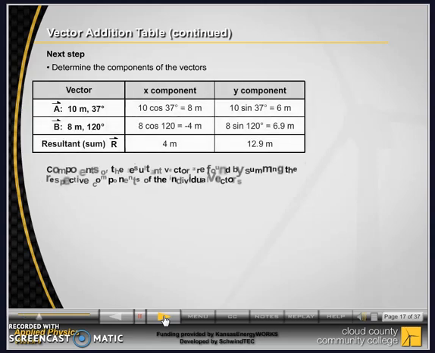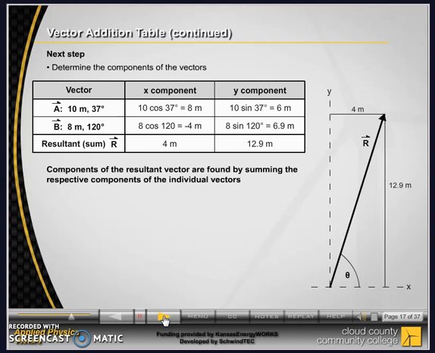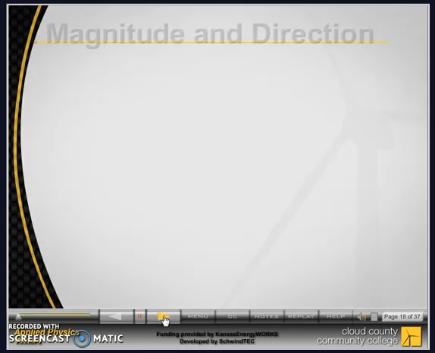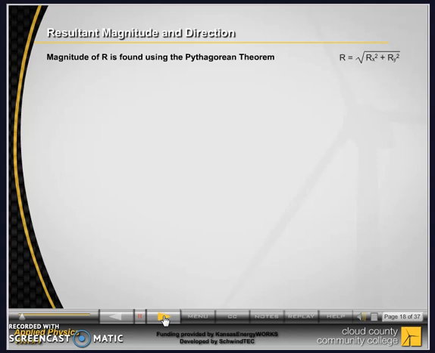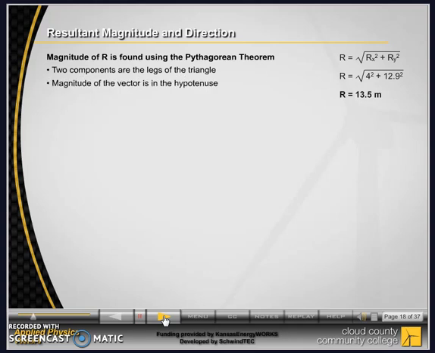The components of the resultant vector are found by summing the respective components of the individual vectors as seen in the table. Once the components of R are known, the resultant can be sketched on a coordinate system. Since both components are positive, R is in the first quadrant of the coordinate system. The magnitude of R is found using the Pythagorean theorem, where the two components are the legs of the triangle and the magnitude of the vector is the hypotenuse.